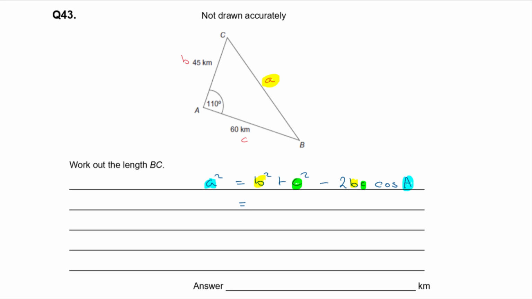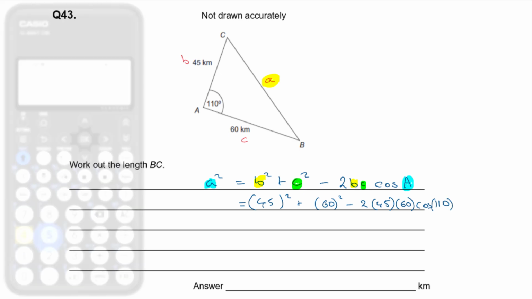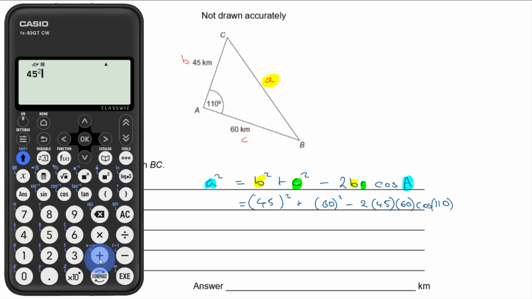So b is 45, so that's 45 squared, plus c, which is 60 squared, minus 2 lots of b, which is 45, and c, which is 60, times the cos of A, which is 110 degrees. So that's what needs to be typed in. Again, a long one, take care. So 45 squared plus 60 squared minus 2 times 45 times 60 times the cos of 110, close bracket, equals.